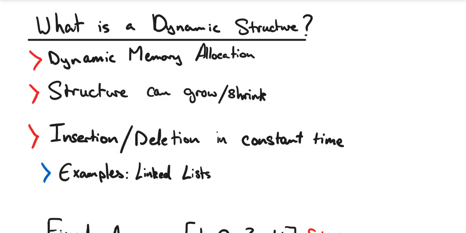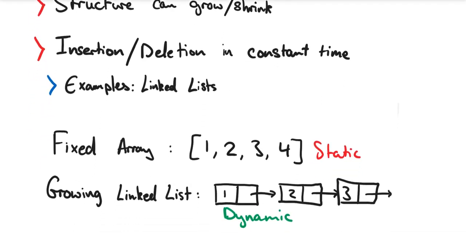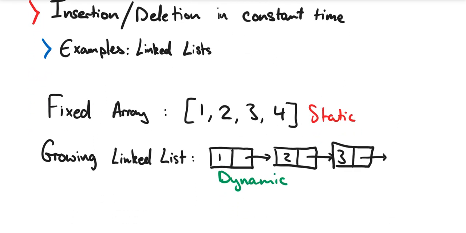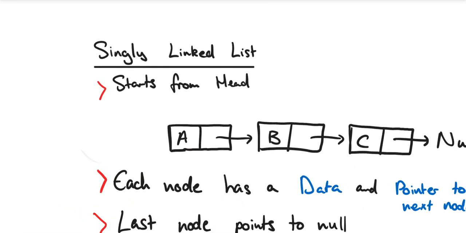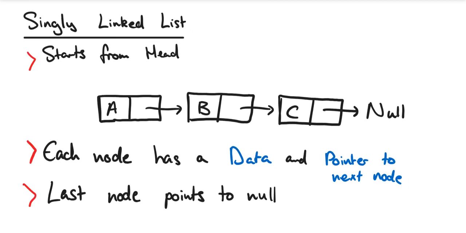If you need to add more data than the array allows, you're stuck, or you need to manually resize and copy it. A linked list avoids this by allocating memory for each node separately, and then connecting those nodes together using pointers. That's why linked lists are considered dynamic. They're flexible and efficient, especially for insertions and deletions. So here we can see a fixed array is static, but a linked list is growing, which is what makes it dynamic. Now we're going to look at a singly linked list.